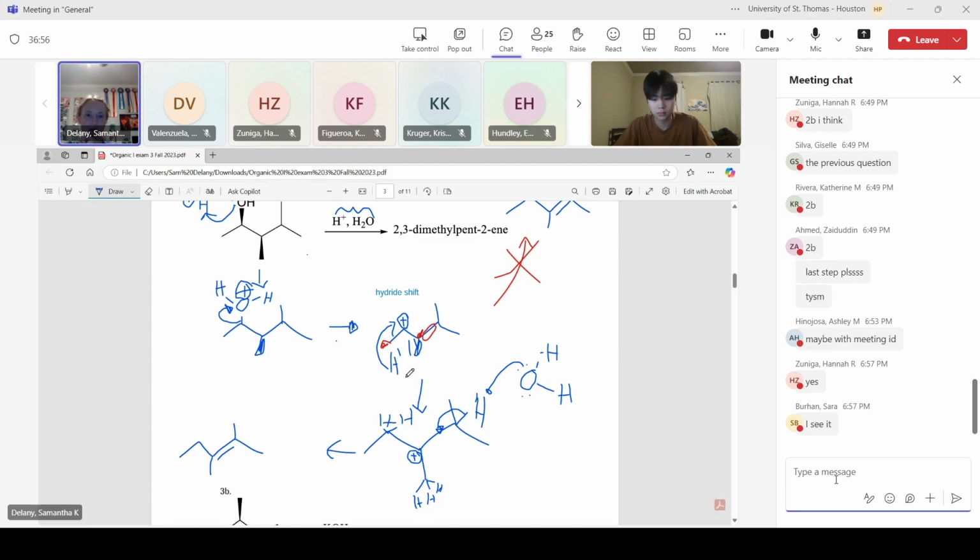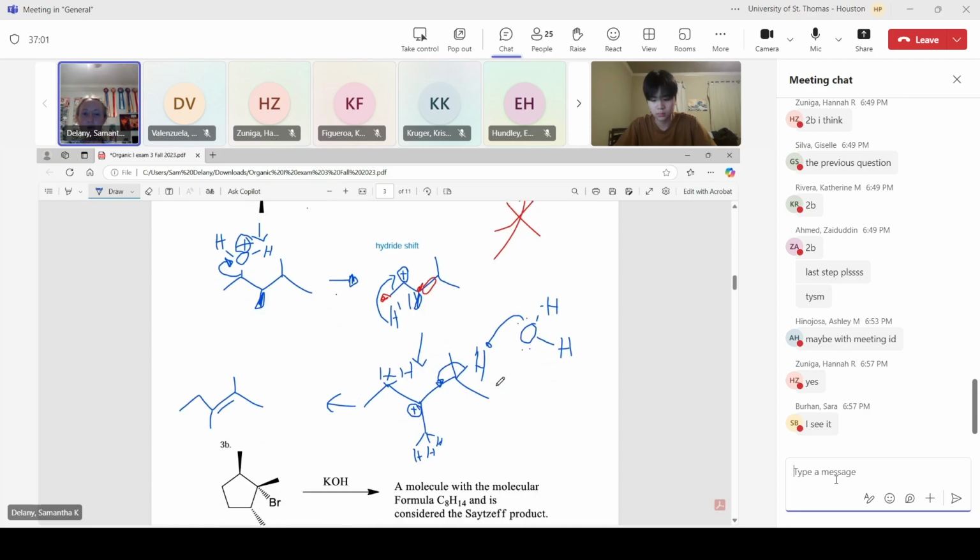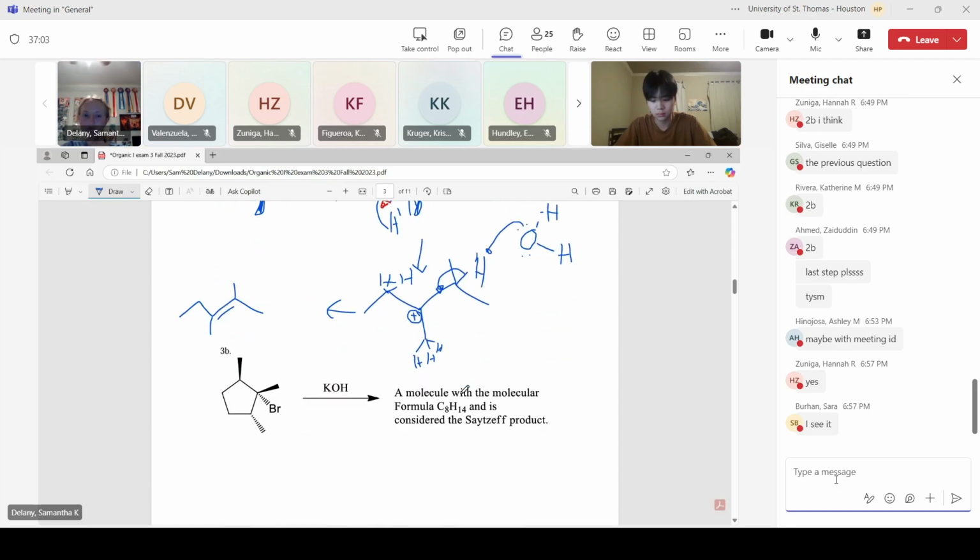And it actually helps a lot because an alcohol isn't a good leaving group, and even on into organic 2, sometimes you need to make it a good leaving group.